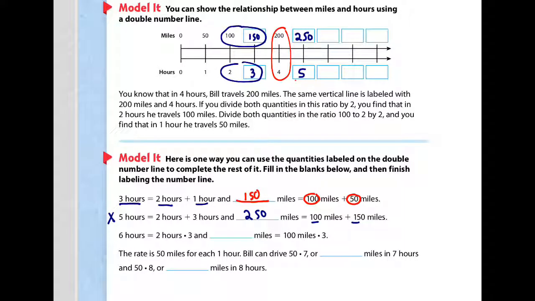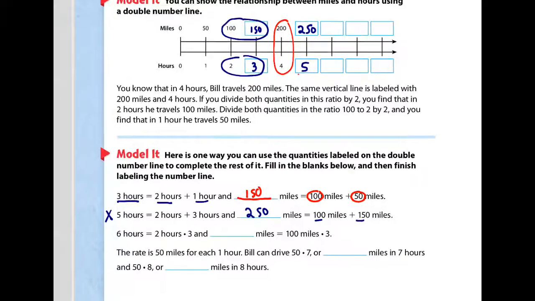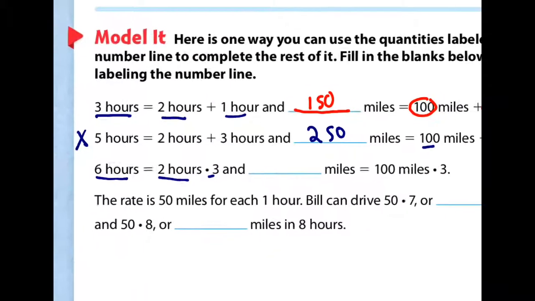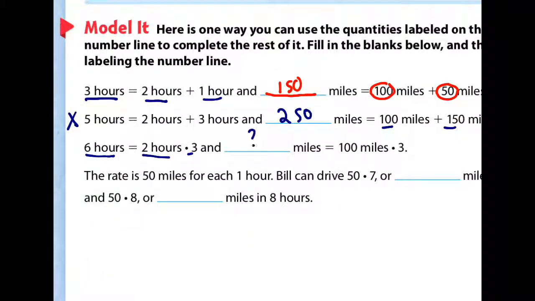Now, let's go down to the third one. We'll do this one kind of together. It says 6 hours. Instead of adding them, this time we multiply. We know to find 6 hours, you could just do 2 hours times 3, right? So the question is, how many miles would be 100 times 3? Well, 100 times 3, I'm hoping you can figure that out mentally, is 300.